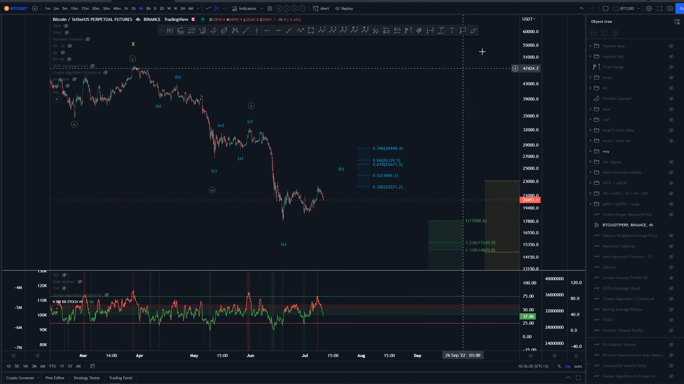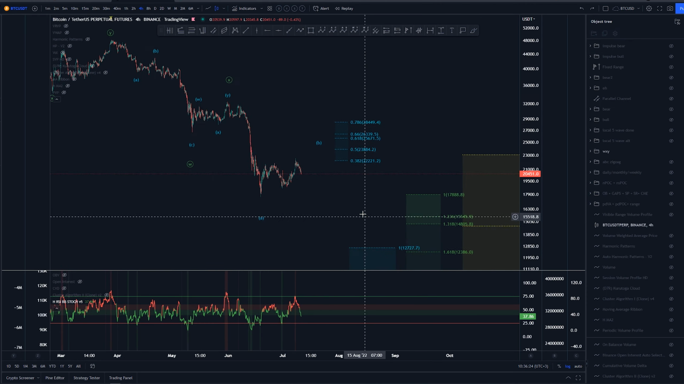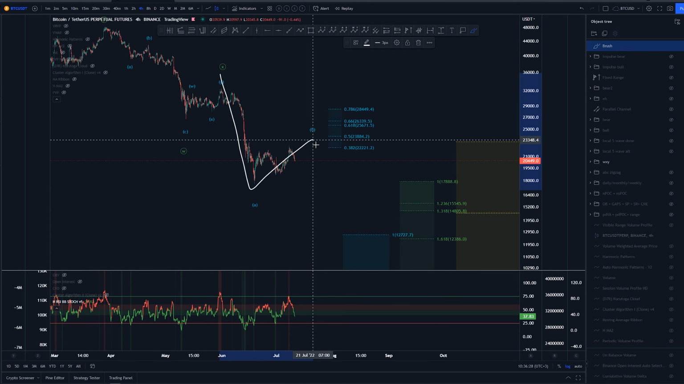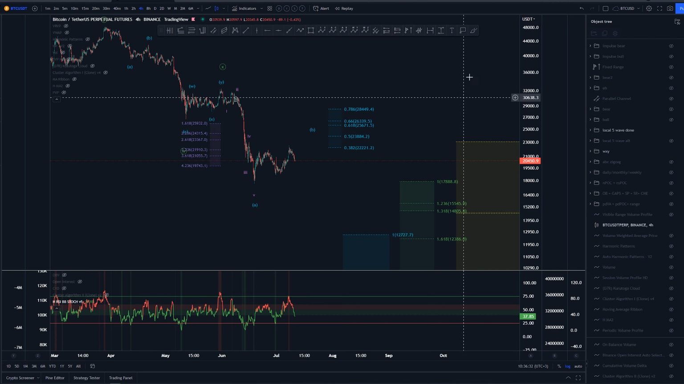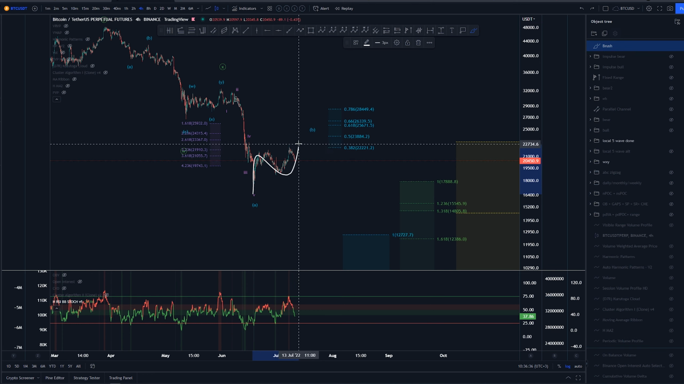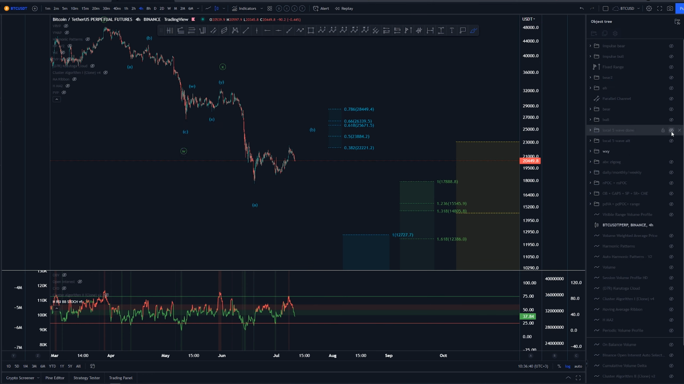Starting here on higher time frame, we are still looking at this W, X and Y. Within this green wave Y, we are looking at this as A, B and C. There's other scenarios for this, but again the main one is that we have already completed this five-wave structure in here. And then we were looking for a pullback for wave B and then continuation downwards.